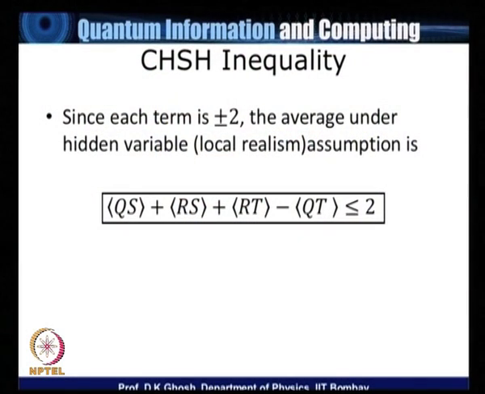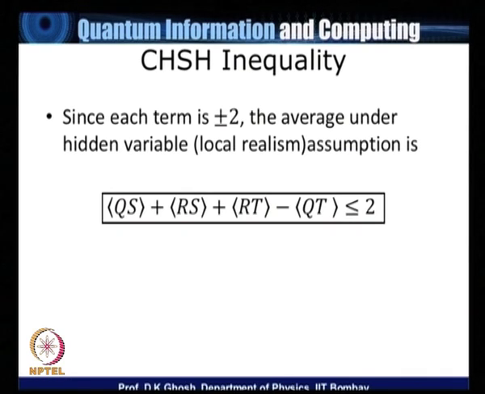So, if you now consider several sets like this, since each term is either plus 2 or minus 2, if I take an average, the average of the sum is the sum of the averages. I can find the expectation value or average value of QS plus RS plus RT minus QT. And since each term gave me plus 2 or minus 2, this sum has to be less than or equal to 2, because of that minus sign which is there.